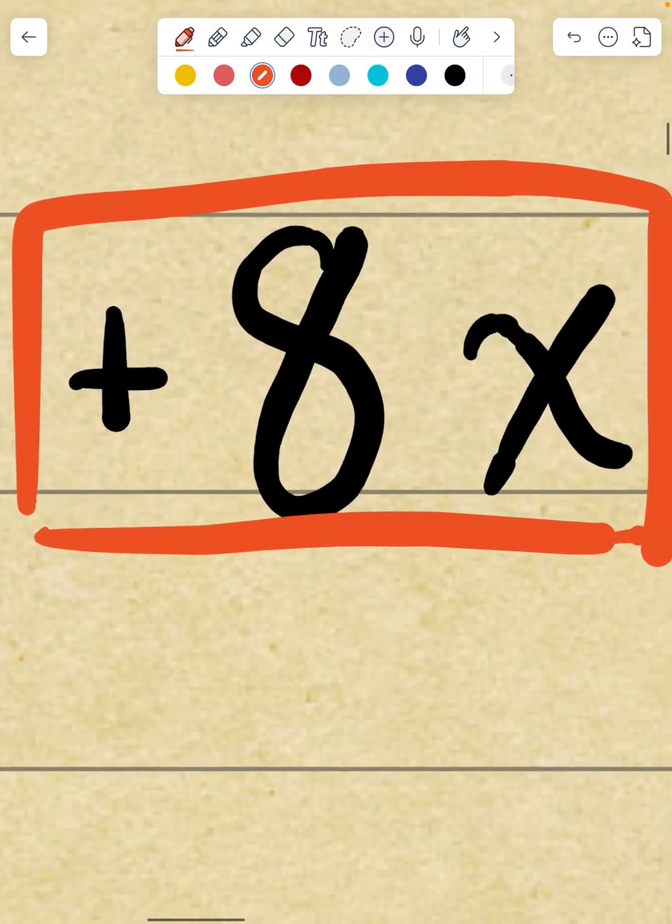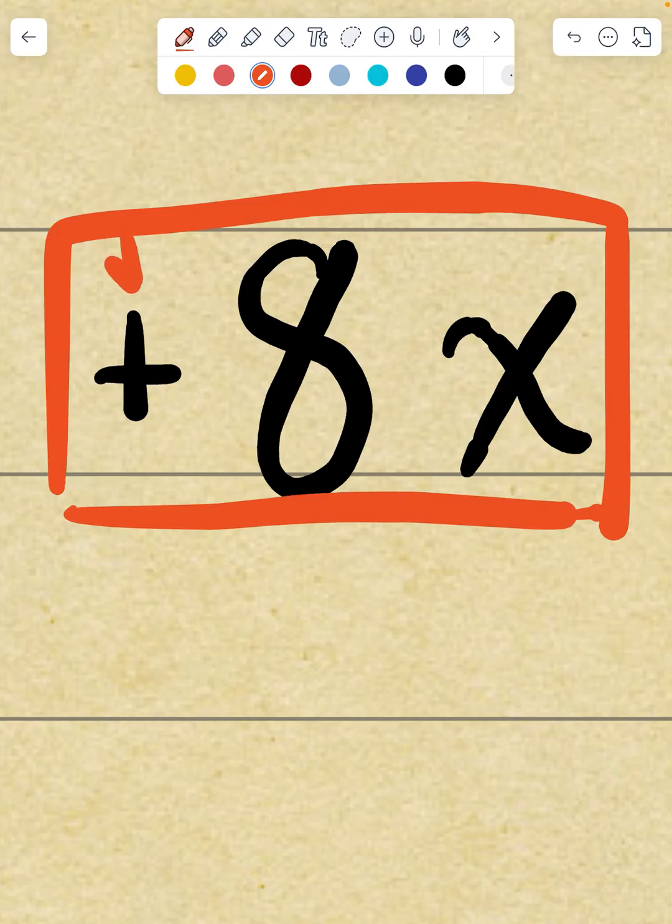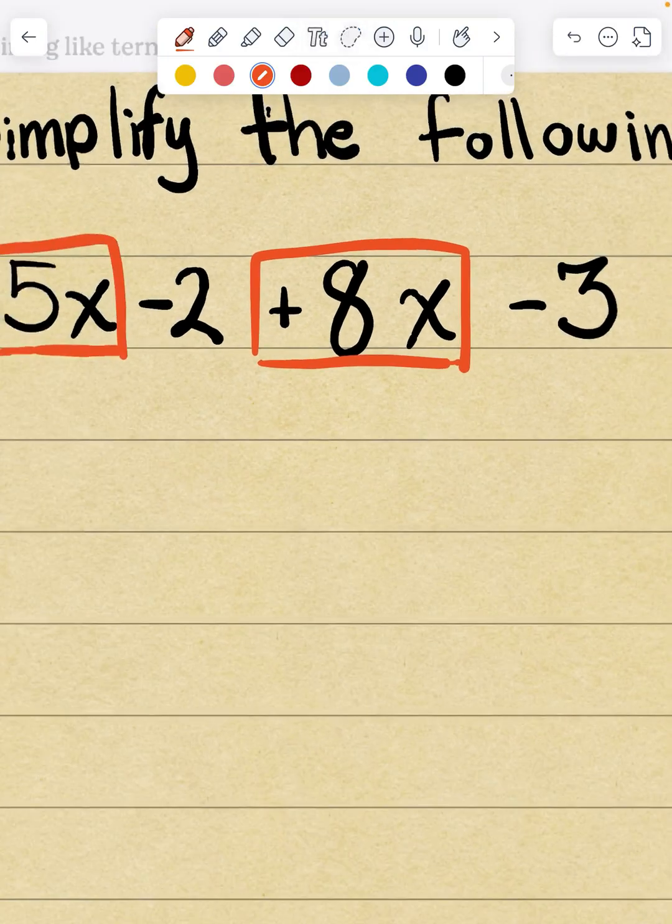Make sure you box in your operation. So operation is plus, minus, subtract, or plus, minus, divide, and multiply. So make sure you include your plus sign right here in your box.